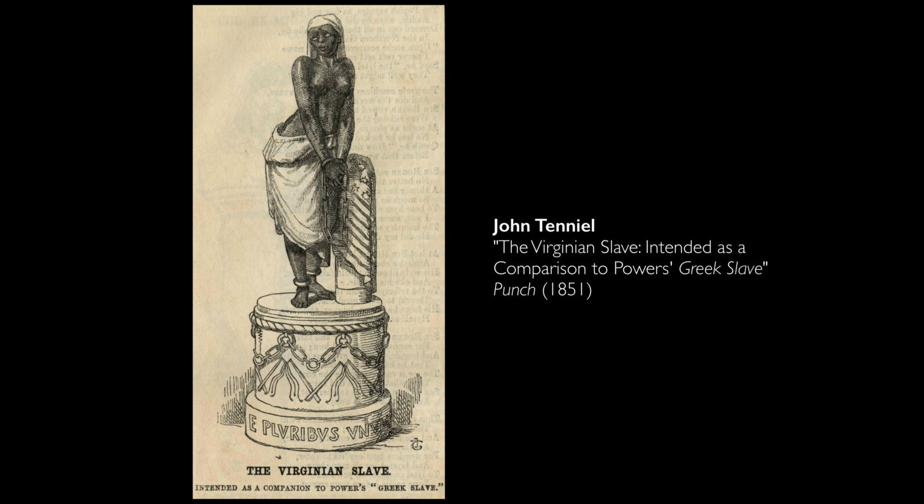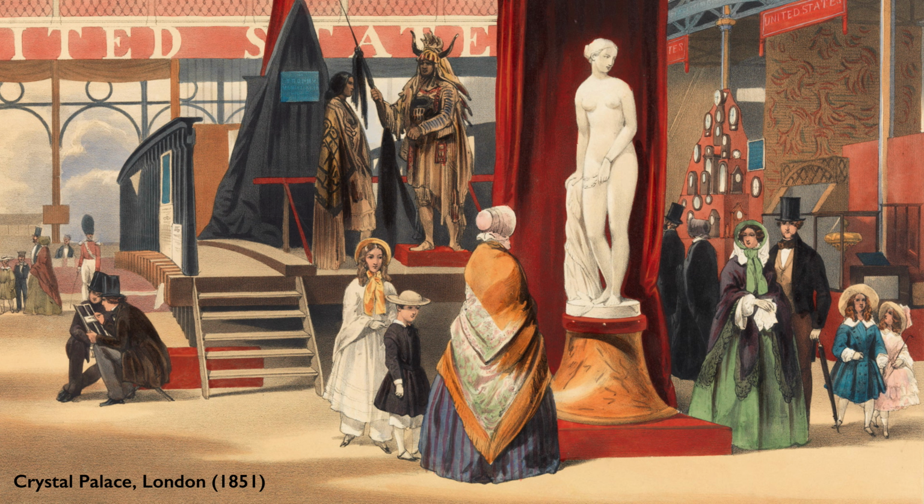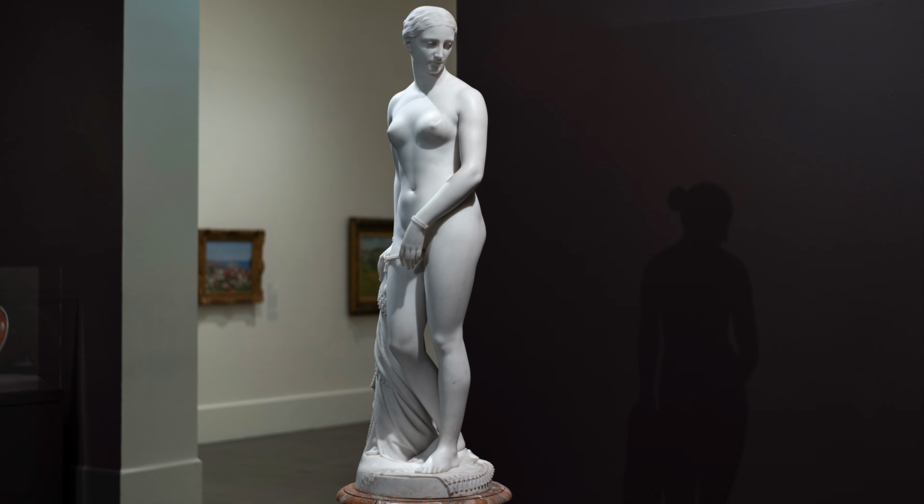Viewers did associate this figure with slavery. It's something that we see in illustrated periodicals from the period, such as a caricature of a Virginian slave that was produced by John Tenniel in Punch. Abolitionists staged a protest when the statue was exhibited at the Crystal Palace. And so this is something that was very much on contemporary viewers' minds.